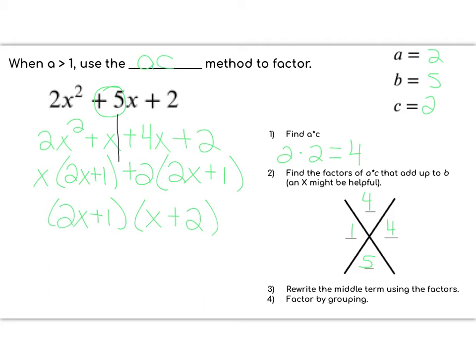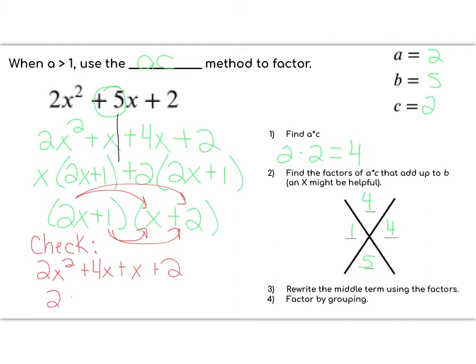Remember that you can check any factoring. So if we remultiply this, I'm going to do 2x times x is 2x squared, and 2x times 2 is 4x. 1 times x is 1x, and 1 times 2 is 2. So I end up with 2x squared plus 5x plus 2. You do not have to check every time, but that is one way to know that you got the problem correct.